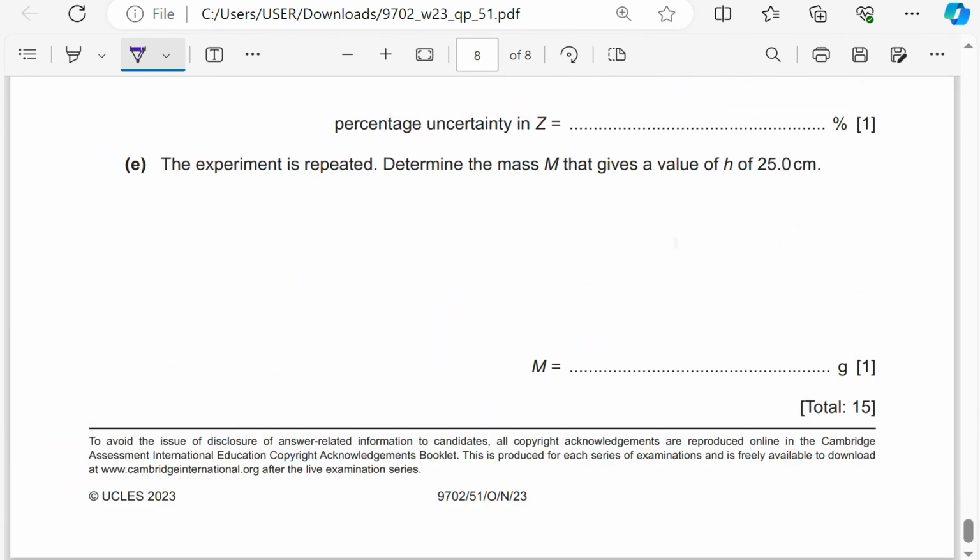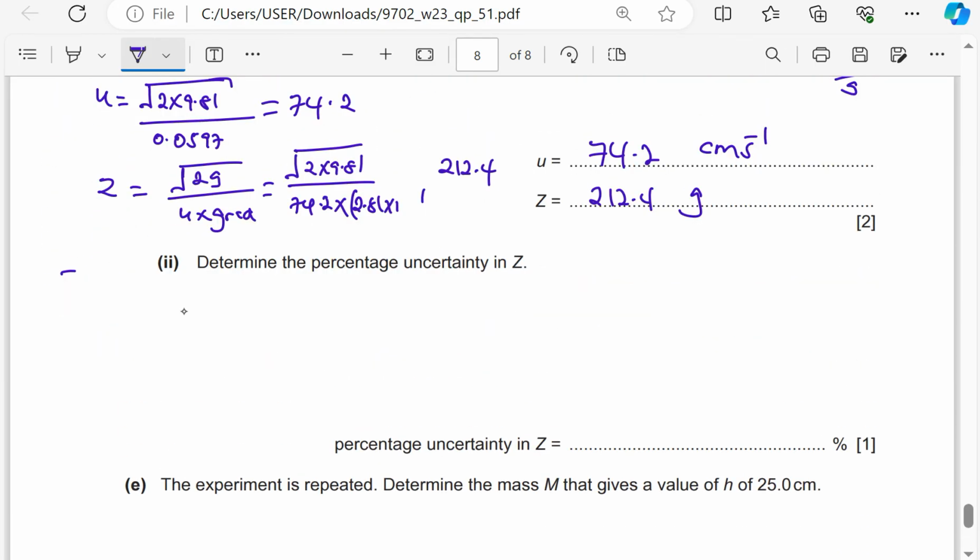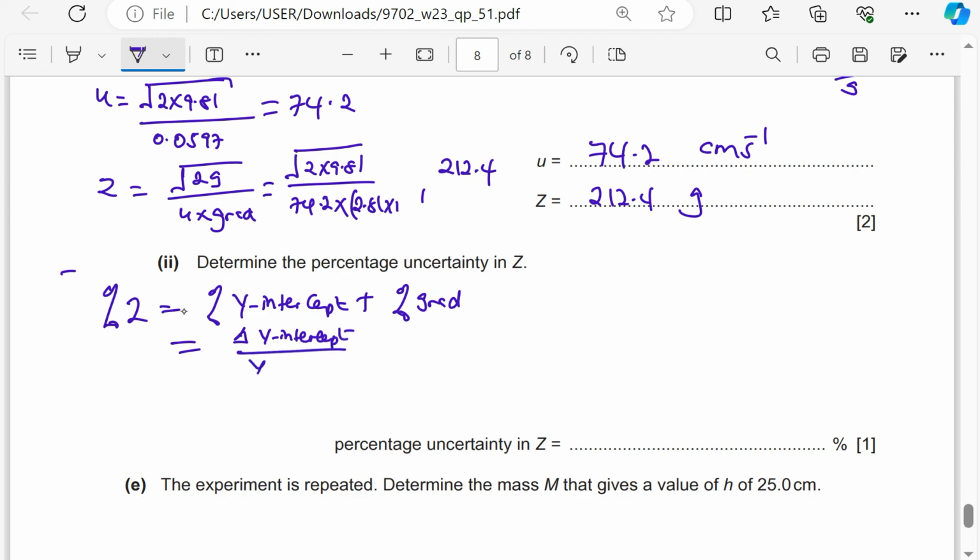So I'll simply say percentage uncertainty. The percentage uncertainty in z is the same as the percentage in the y-intercept plus the percentage in the gradient, which is simply going to be the absolute in the y-intercept divided by the y-intercept, plus the absolute in the gradient divided by the gradient. Then we multiply this by 100.